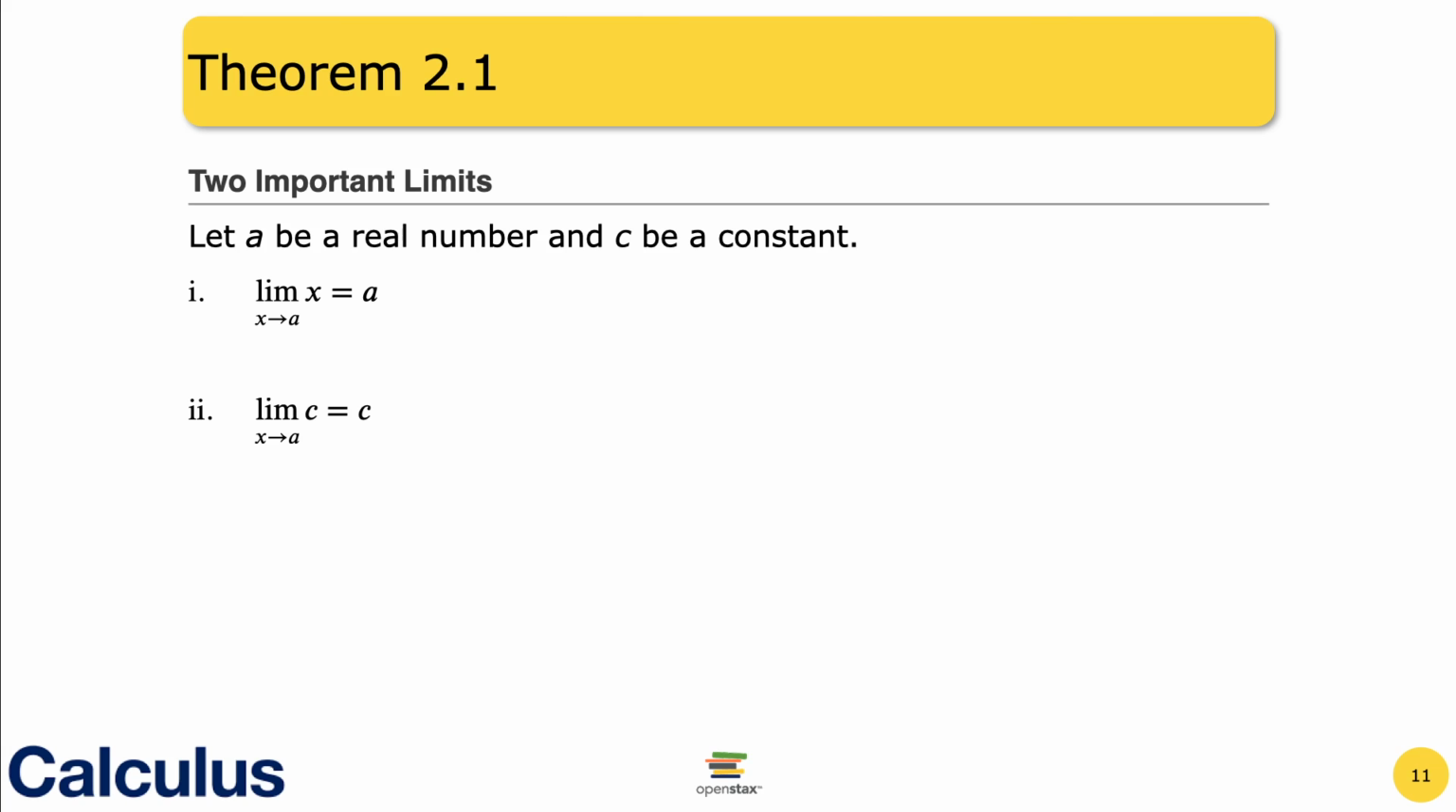Theorem 2.1, two important limits. Let a be a real number and c be a constant. Then the limit as x approaches a of x is equal to a, and the limit as x approaches a of c is equal to c. We'll look at these further in the next section.